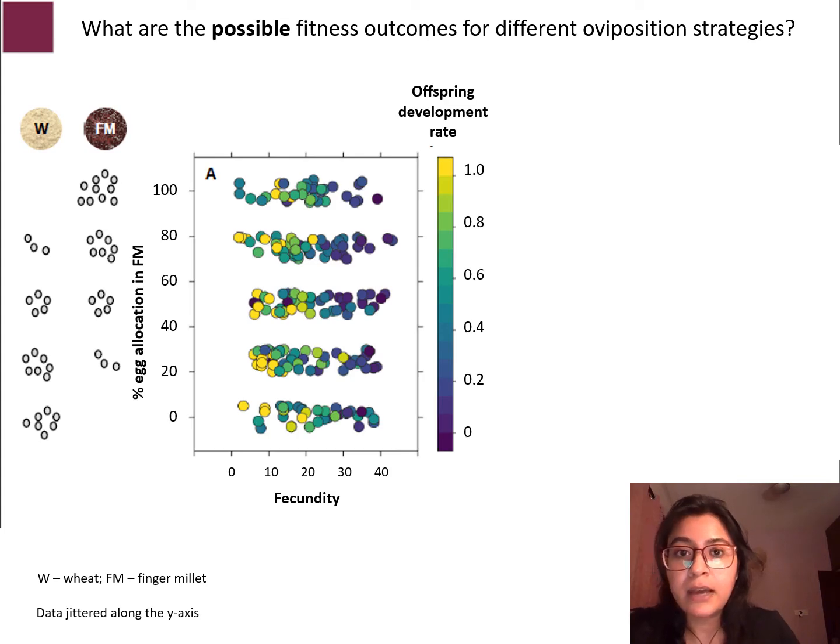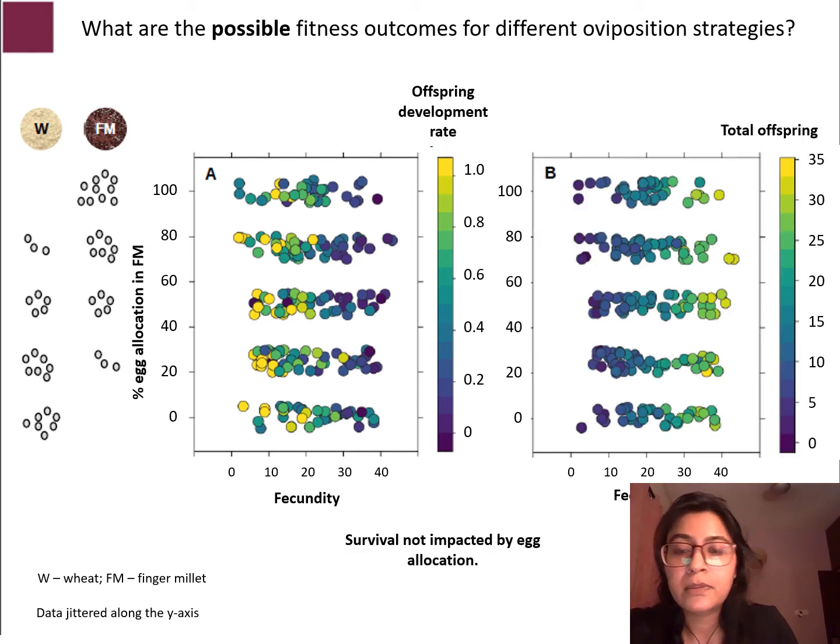Here you can see the data from the experiment I just described to you. Each point on this plot is the data from an individual tested female. The data points are colored by a component of fitness of the offspring, in this case offspring development rate, where yellow represents higher development rates and blue represents lower development rates. I also did this for the total number of offspring, which you can see on the right here.